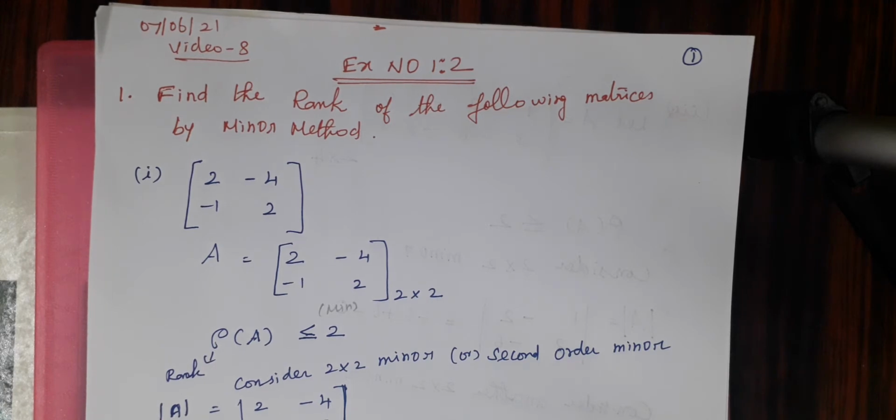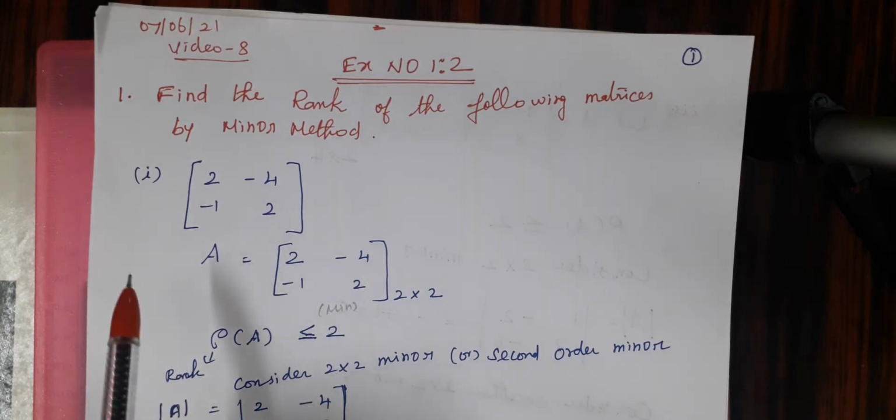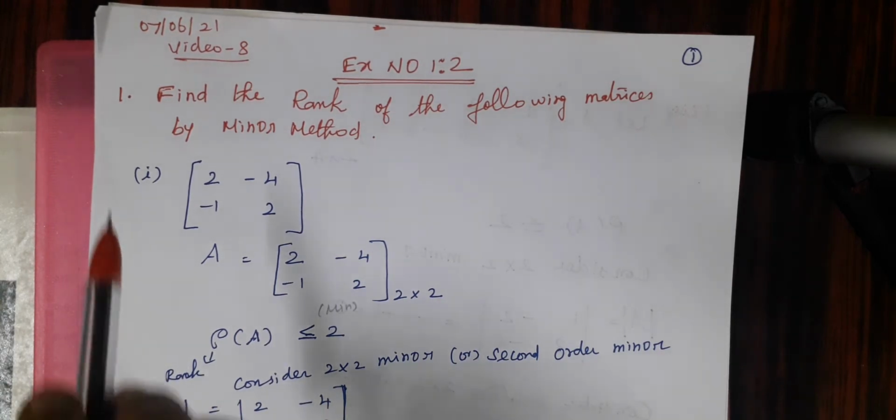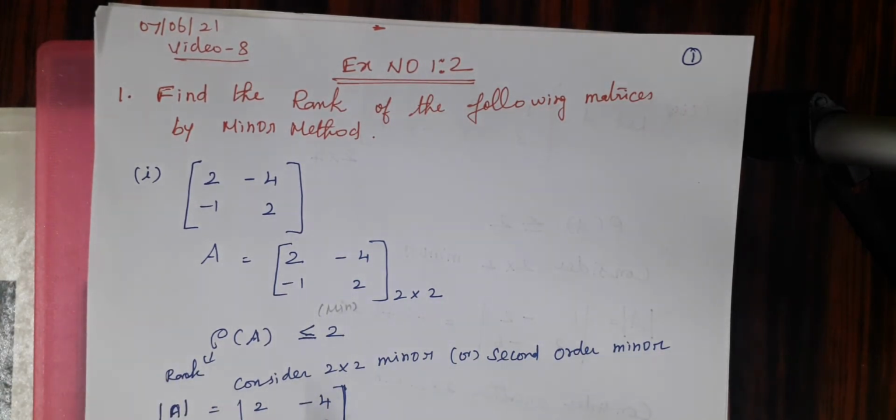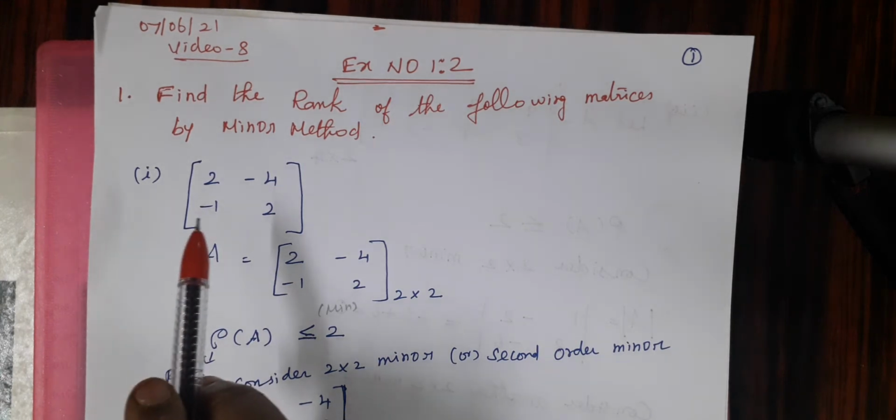Now this is a new concept for you. We are going to find the rank of the matrices by using what method? Minor method. See the question, refer to the question in your book. The question has 5 subdivisions given. I am going to teach each and every sum. What is the question given?